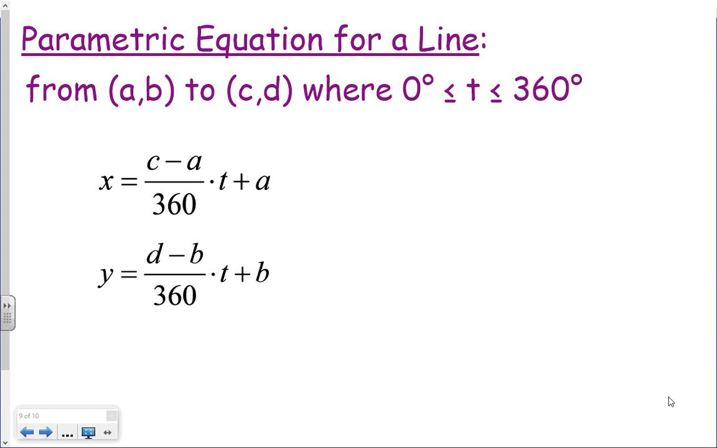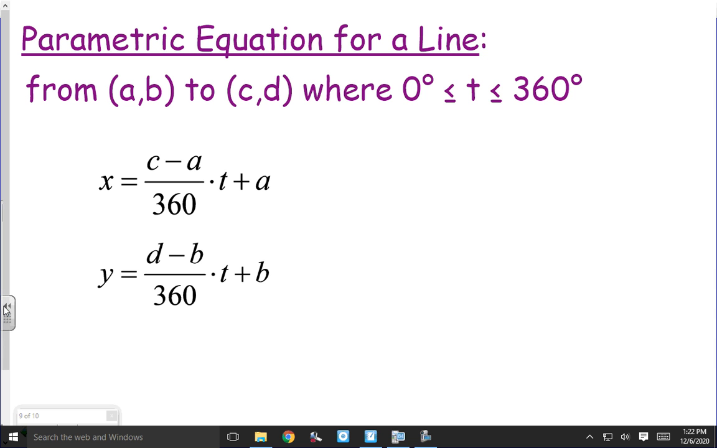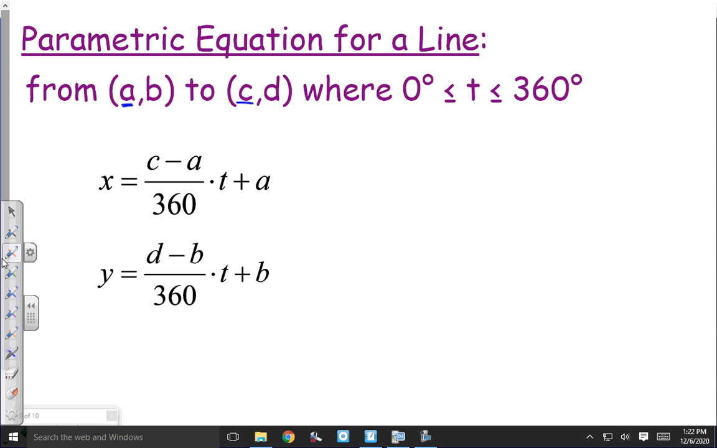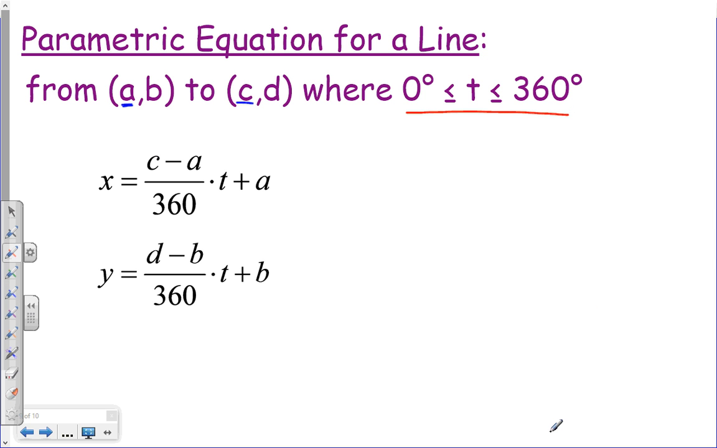Now to see why that's the case, we kind of did this with the examples that we saw in the first part of this section. But let's look at the equation for x here. If you're trying to come up with an equation that will give you values from a to c, but you're starting with values of t that go from 0 to 360, what I'm trying to do is figure out what I have to do with that value of t in order to end up with, instead of values from 0 to 360, values from a to c.